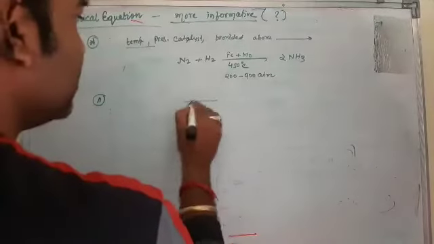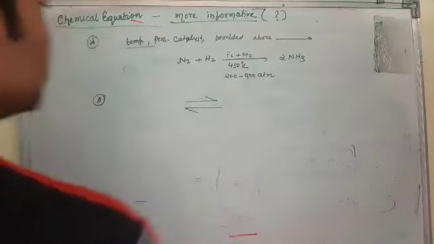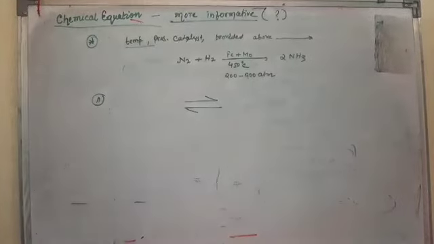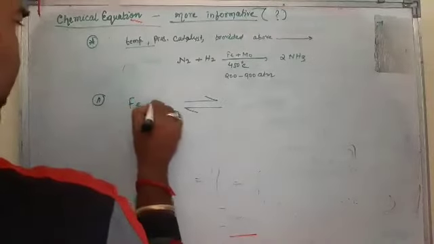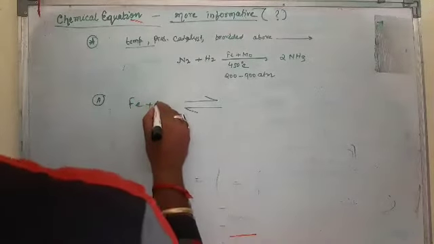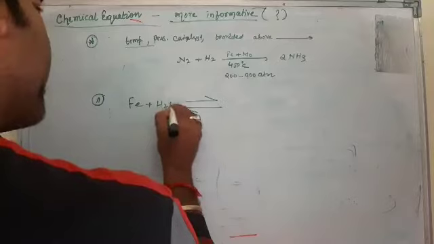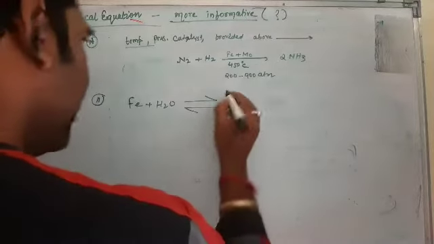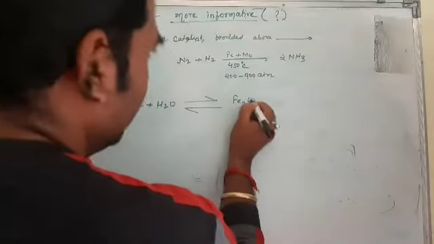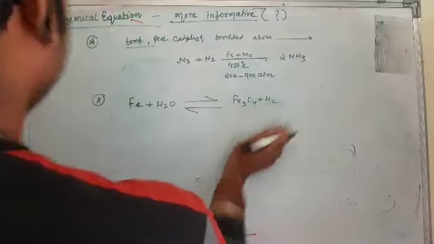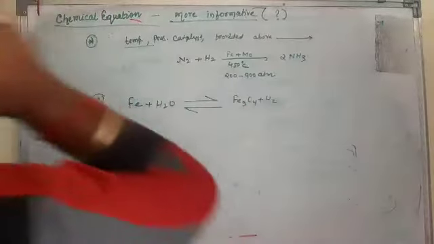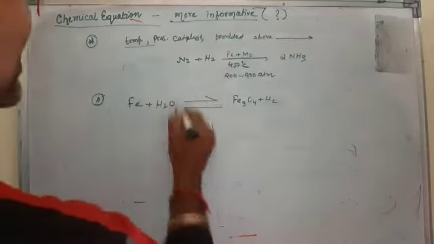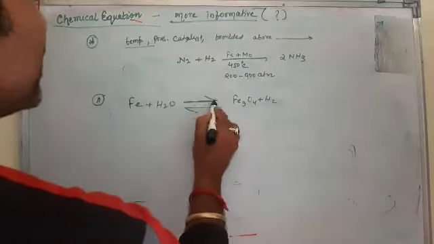If the reactions are reversible, then use a sign like this, and it becomes more informative. Suppose Fe reacts with water to form Fe3O4 plus hydrogen. It is not balanced, okay, this is just the formula I use. I just concentrate on the reversible sign. So this is a reversible reaction.